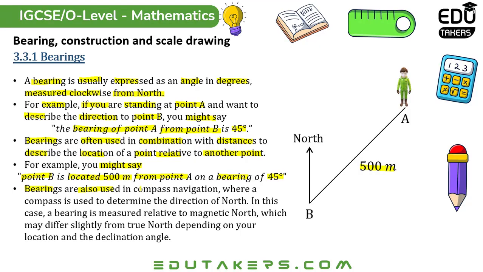Bearings are also used in compass navigation, where a compass is used to determine the direction of north. In this case, a bearing is measured relative to magnetic north, which may differ slightly from true north depending on your location and the declination angle.